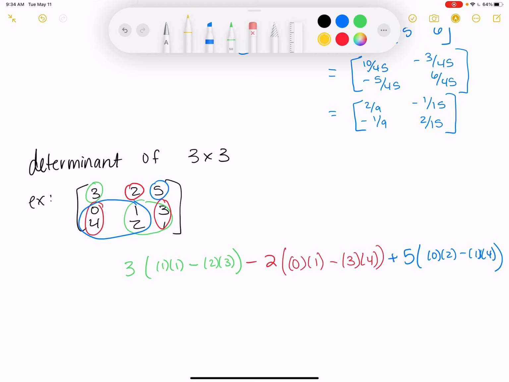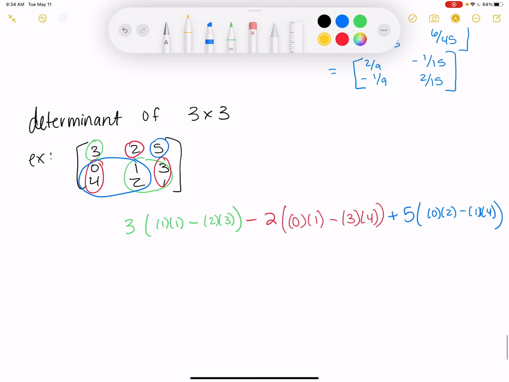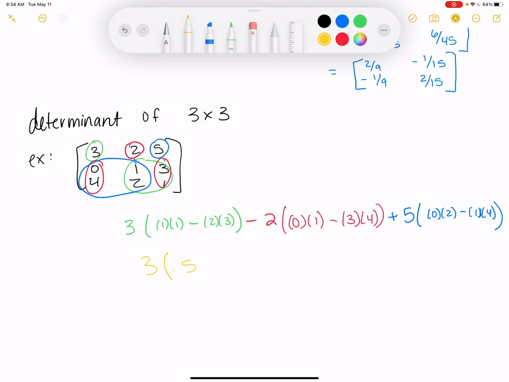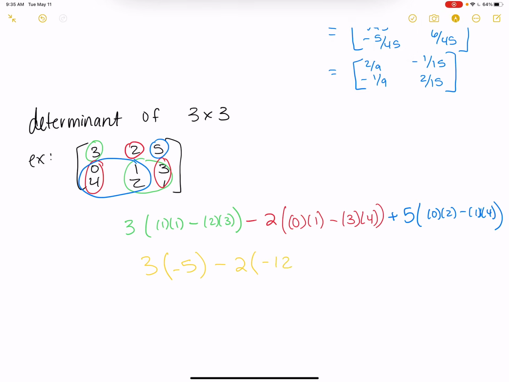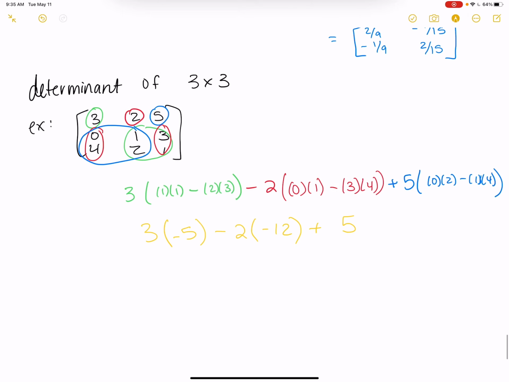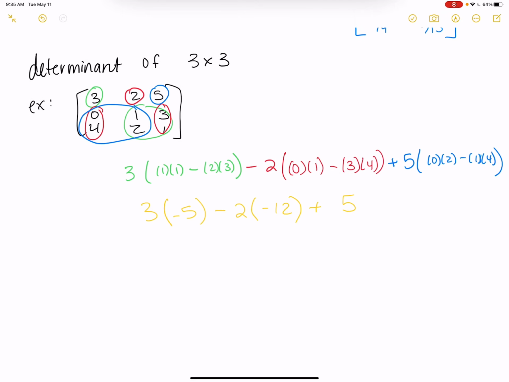I'm going to try to simplify it down here. So 3 times 1 minus 6 is 5, negative 5. Minus 2 times 0 minus 12 is negative 12. Plus, sorry, that color's really hard to read, isn't it? 5 times 0 minus 4, so negative 4. Let me switch colors so it's not like that.